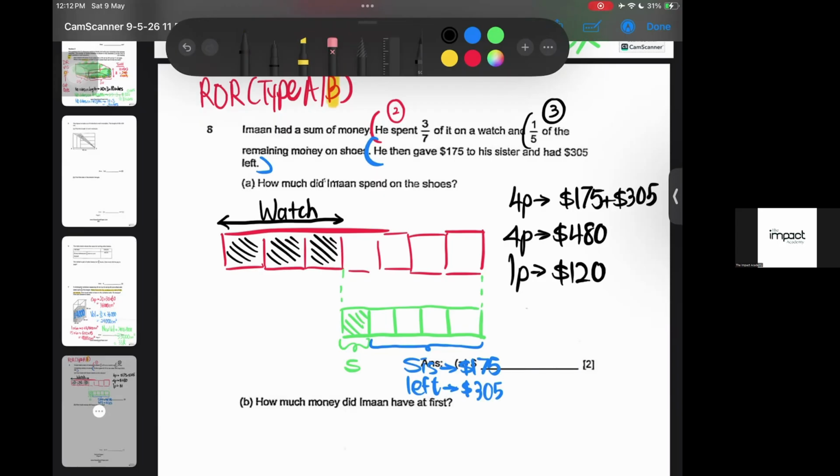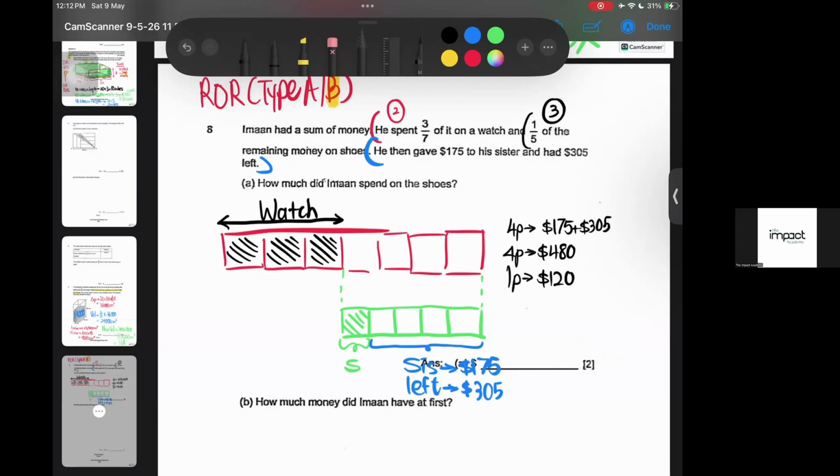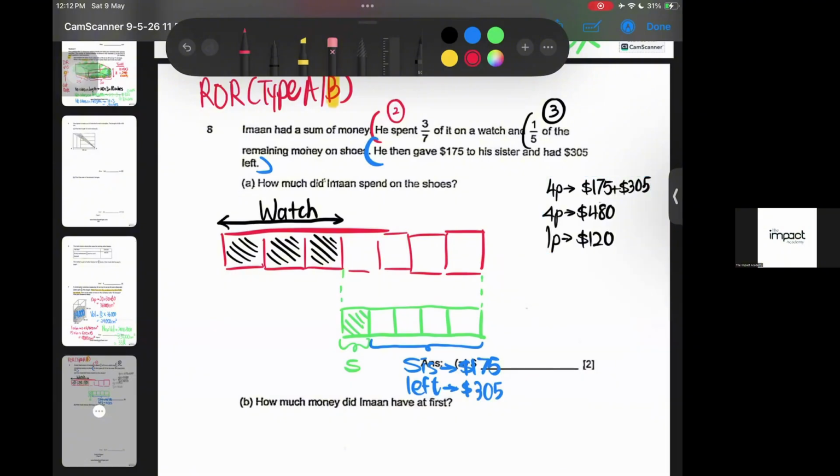So you see, what we love to do is that we always like to move up. All of you say up. Very good, right? It's called units and parts, but it also reminds us that we need to move up. So if one part is 120, shall we read the question together? The question says: how much did he spend on the shoes? So Iman, we got our answer already.